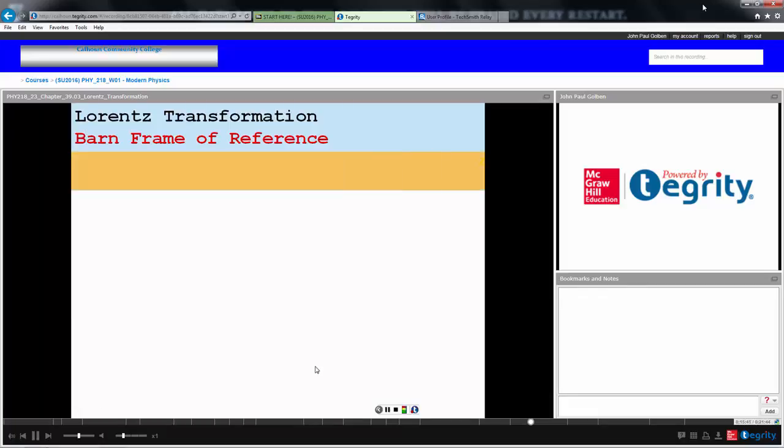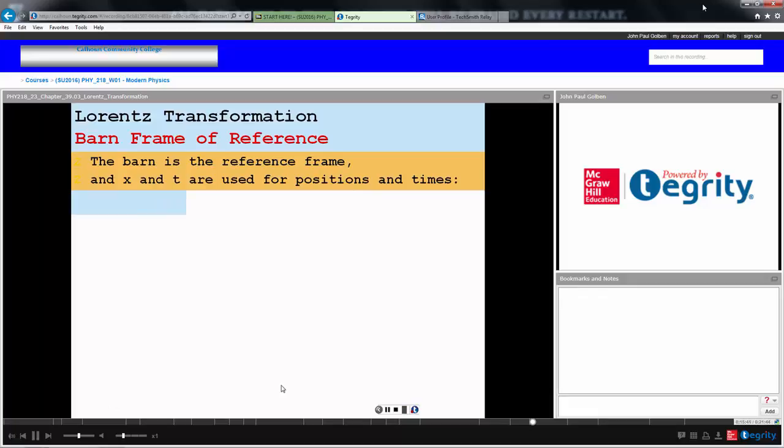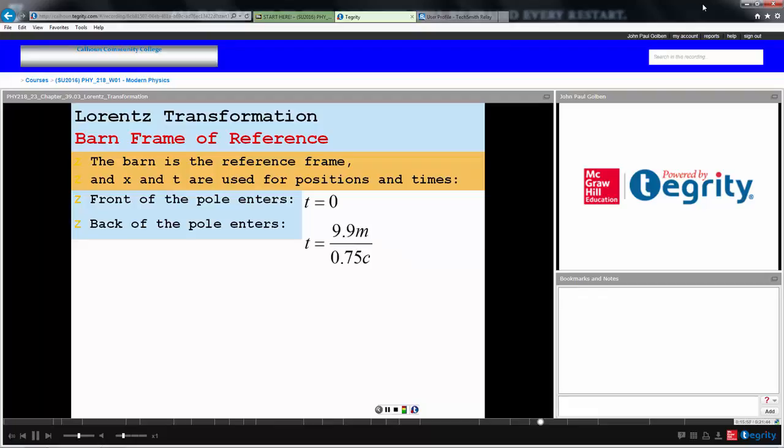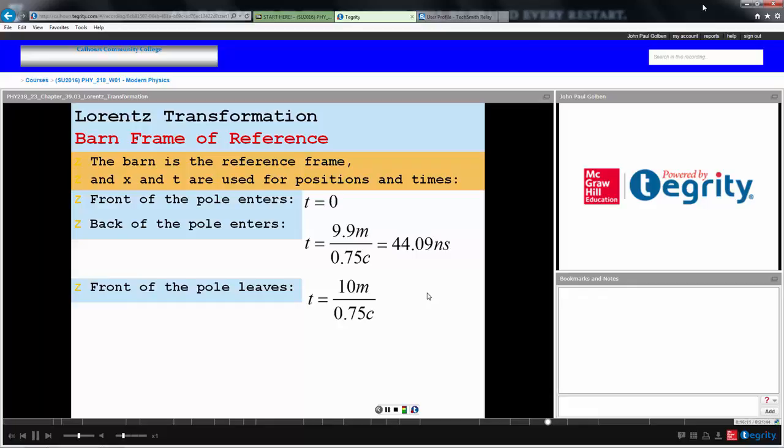So let's look at the barn frame of reference first. X and t are position and time. T equals 0 when the front of the pole enters. When the back of the pole enters, it has to travel the full length of the pole, which in that reference frame is 9.9 meters, contracted, traveling at 0.75 c. The back of the pole will enter at 44.09 nanoseconds. The front of the pole will leave after it has traveled the whole distance of the barn, 10 meters. 10 meters divided by 0.75 c is 44.44 nanoseconds. So if you close the two doors right at 44.09 nanoseconds, you can contain the pole within the barn.